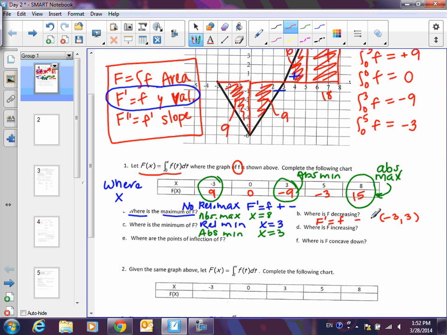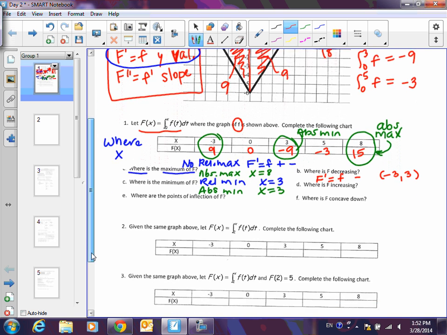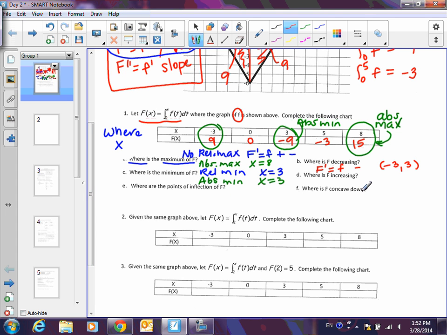And again, if this was one where it's a justify your answer, we would probably write it a little bit cleaner than this. It's kind of just scratch work. All right, so you do D on your own. Okay, so where is this big F increasing?